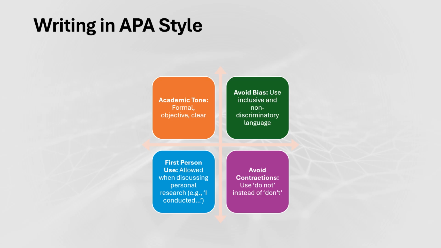So APA writing should be formal and objective. Avoid using biased language and only use first person pronouns when referring to your own research. Also, avoid contractions, so use do not instead of don't. I covered this before, but I'm being repetitive just because. Okay, so I'm going to talk to you a little bit more in a sec.